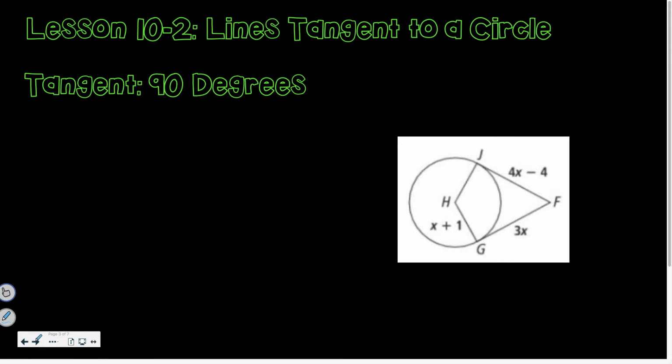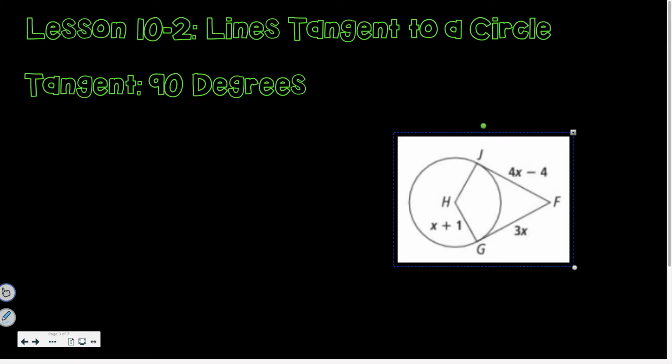Lesson 10.2 was all about lines tangent to a circle. So remember, tangent means that it meets your circle at a 90-degree angle. So when I give you a triangle like that, you can do Pythagorean theorem and solve for different lengths. Don't forget that usually you have a radius and a radius that you can use to solve your right triangles.